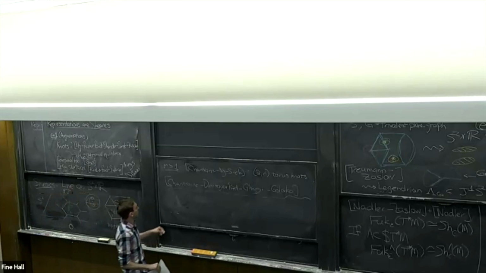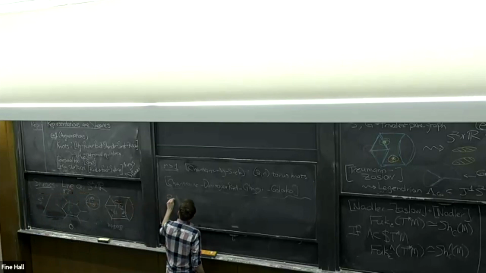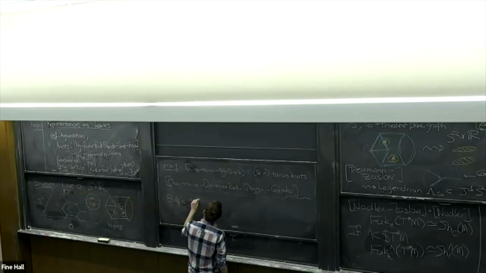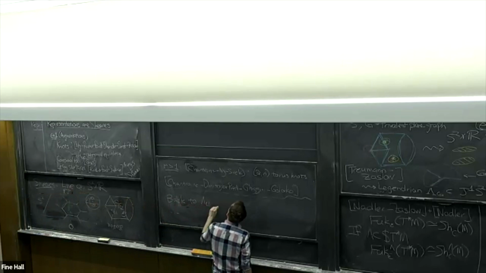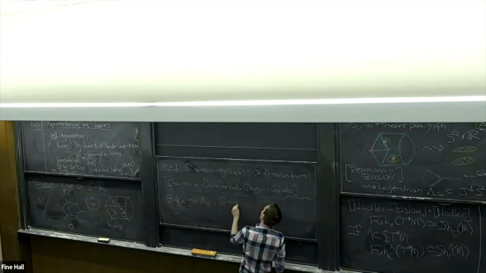Okay. So back to our case. G is a trivalent plane graph.